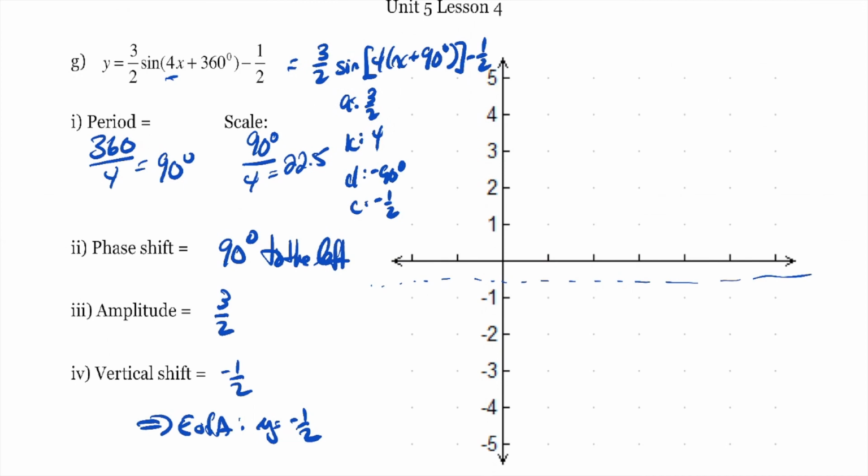The reason I kind of laughed is because the phase shift is 90 degrees to the left, but my period is 90 degrees. So really, the graph is not shifting at all.